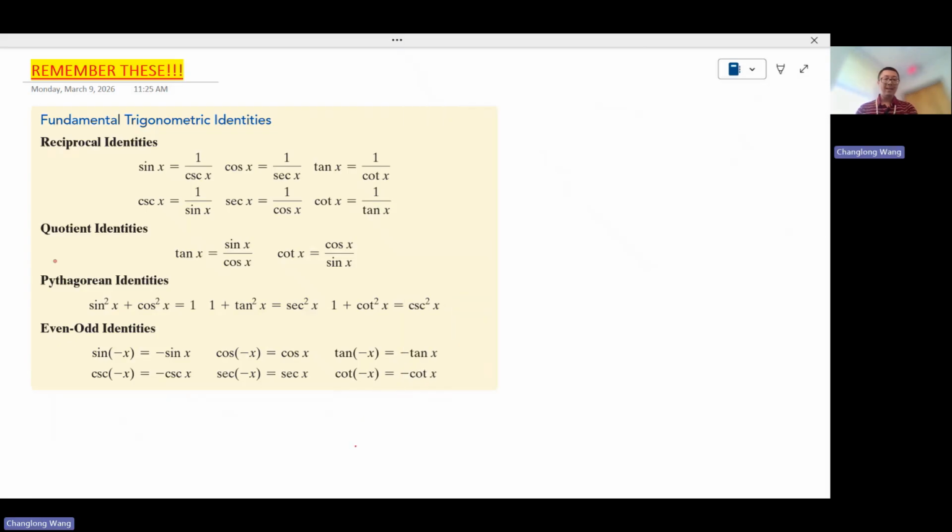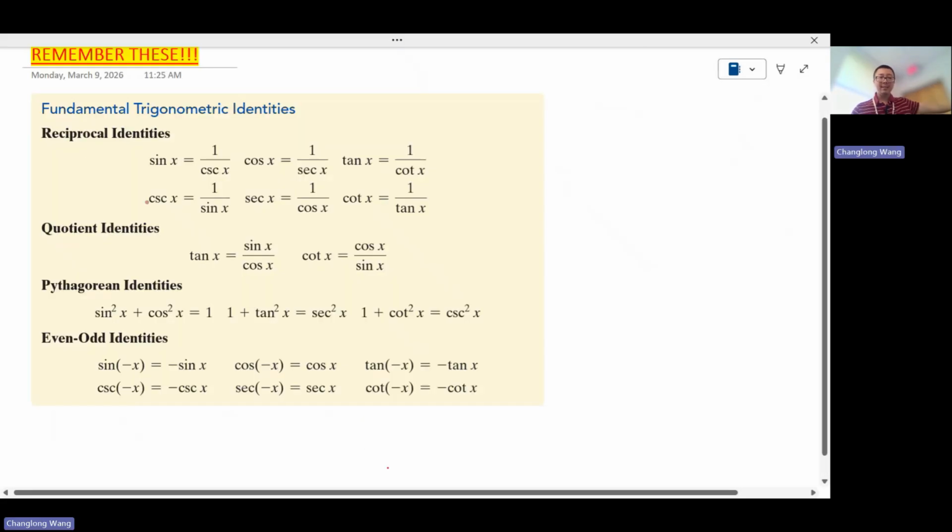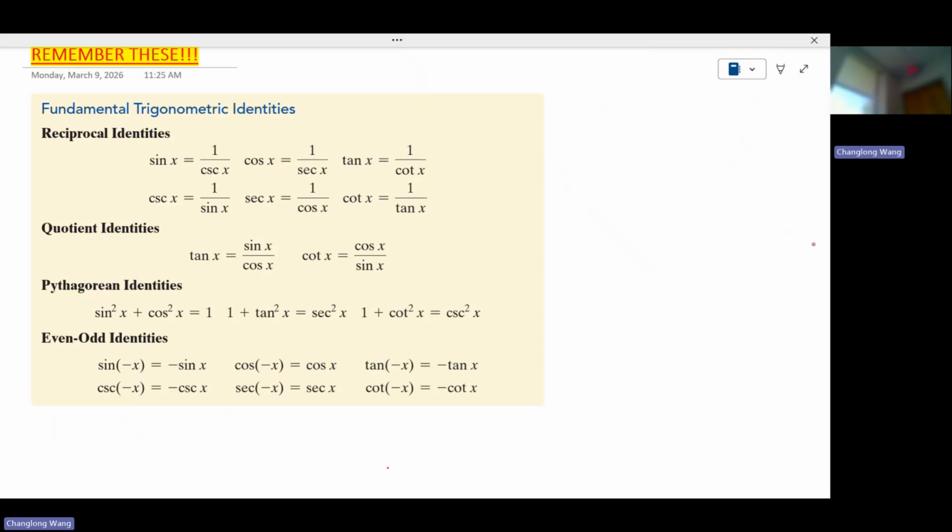Now, if I call them identities, reciprocal identities, quotient identities, even-odd identities, what does it mean? Something's an identity. Matteo?